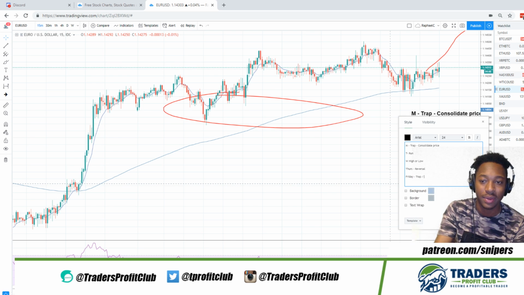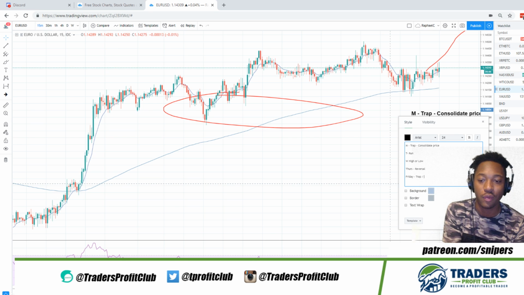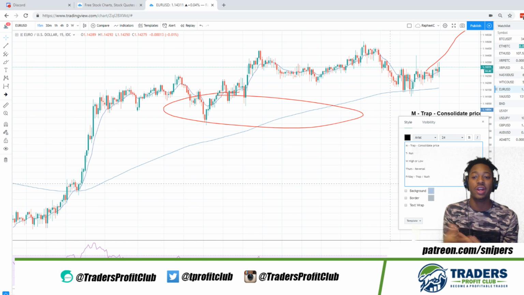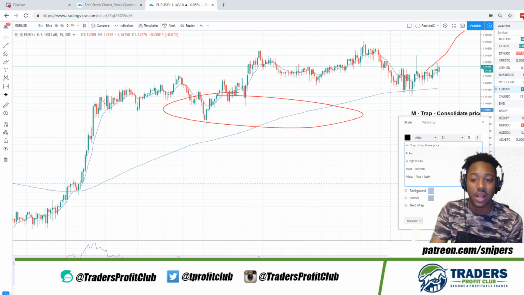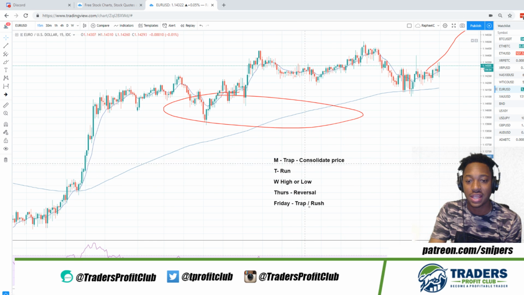So the next week, it will open up higher or open up lower. And then Friday will either be a rush day, right? So price will then rush, because you guys can see a lot of times, sometimes Friday, price will just rush and move to different areas. So Monday is a trap day, consolidation of price, as we can see here. This is Monday. Tuesday's today. We'll see a run day.